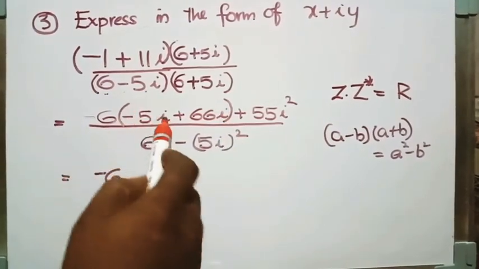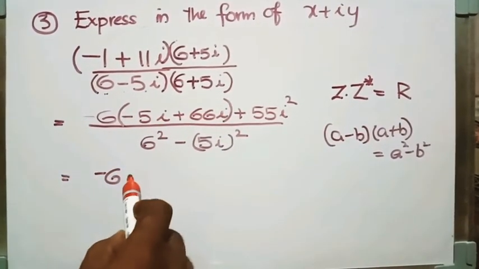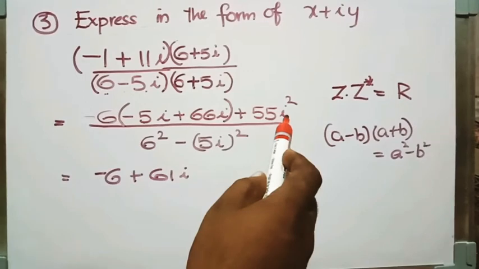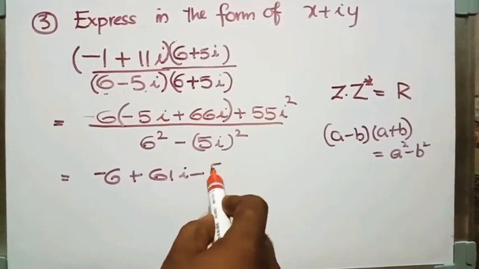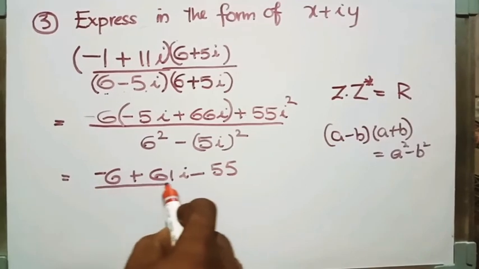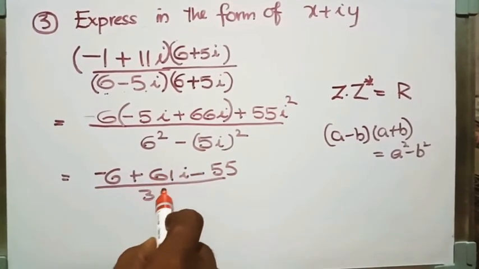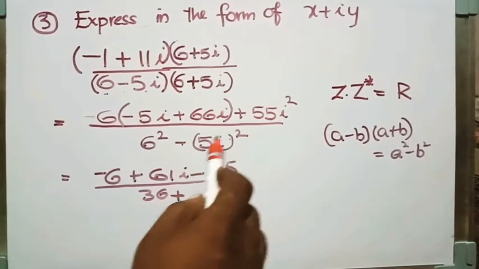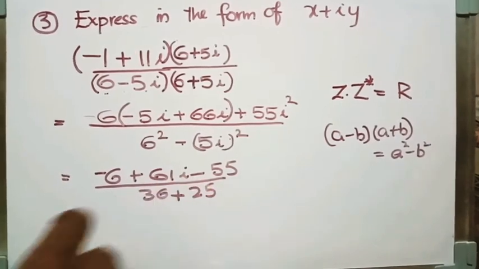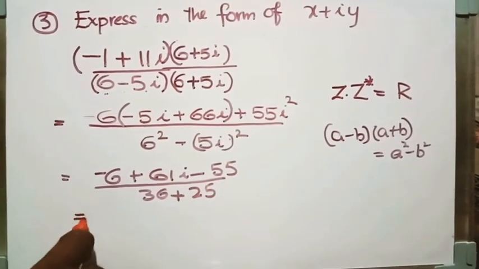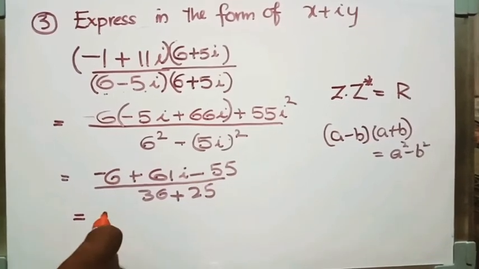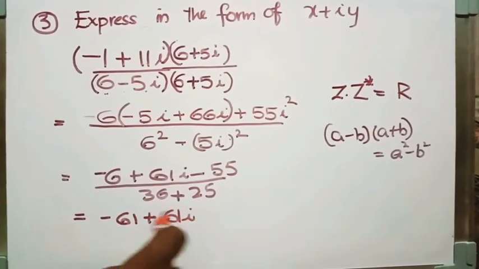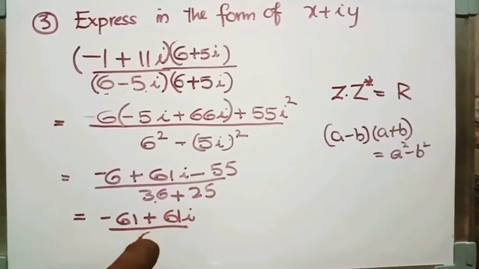When you do this, these both are like terms. We get plus 61i, so 66 minus 5. I squared is minus 1, so we get minus 55, divided by 36. I squared is minus 1, so minus 1 into minus is plus, 5 squared is 25. That is minus 6 minus 55 is minus 61, plus 61i, the whole divided by 36 plus 25, which is again 61.